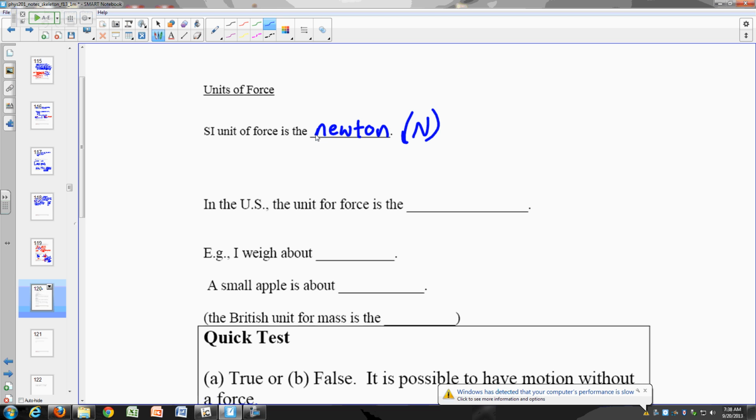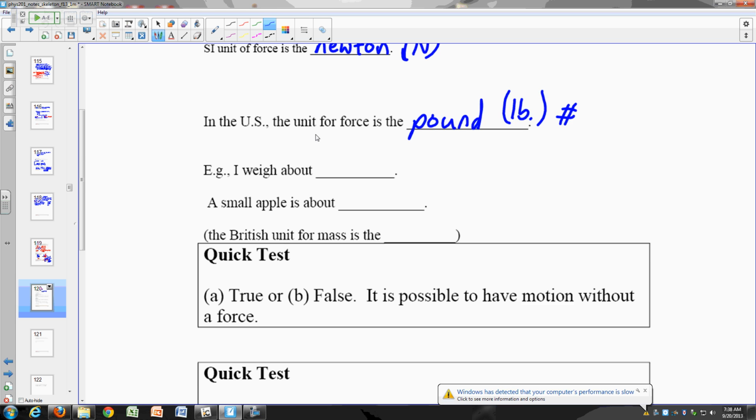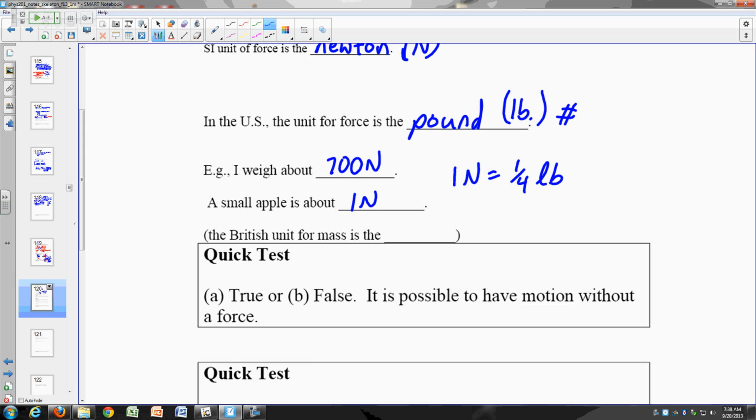In the U.S., what's the unit for force? It's the pound. We often use the pound to denote mass, but it's really the unit for force. It's abbreviated, for reasons I don't know, LB. Sometimes you see a hash mark like that. In newtons, people weigh about 700 newtons. Just to give you a rough round figure, a small apple is about a newton. One newton is a little less than a quarter of a pound.